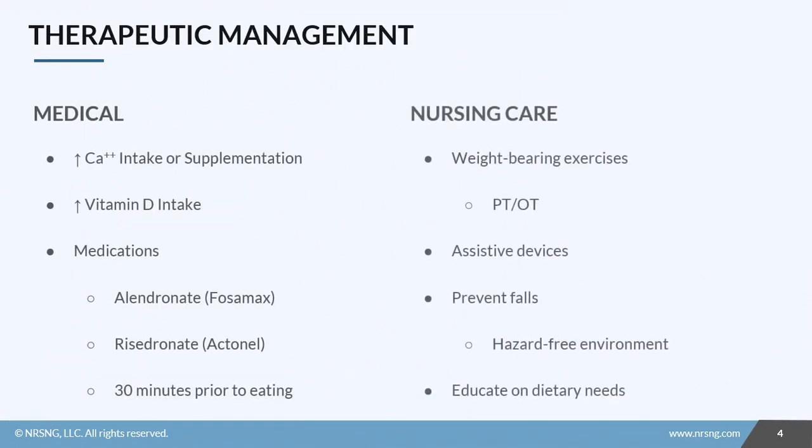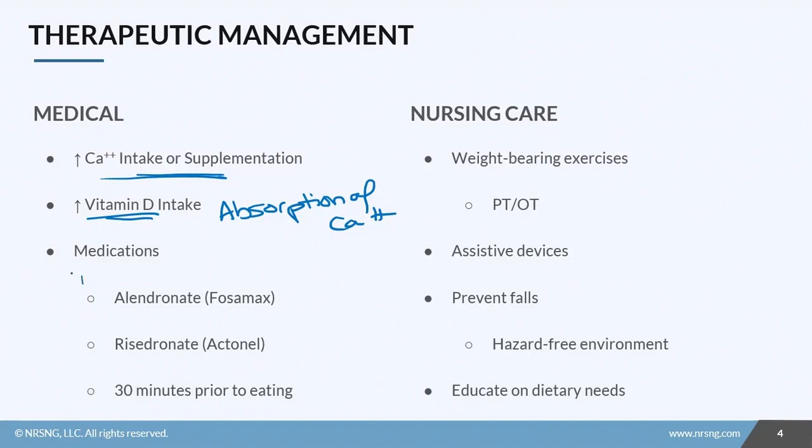Now, as far as medical management, we want to have them increase their calcium intake or take calcium supplements, but they also need to increase their vitamin D intake. Why? Vitamin D is required for absorption of calcium, and if we don't have it, we can't absorb our calcium. Okay, so if we don't have calcium, then we lose calcium from our bones. And we can also give medications that help decrease bone resorption.